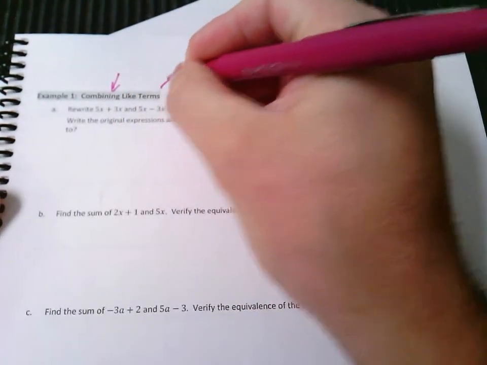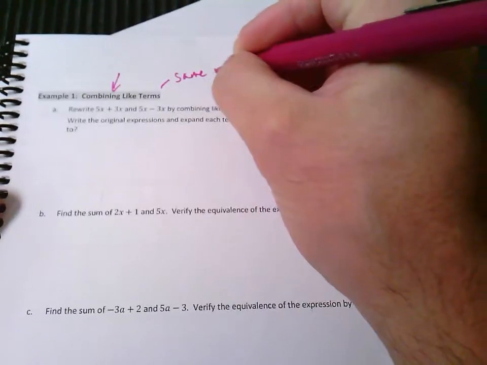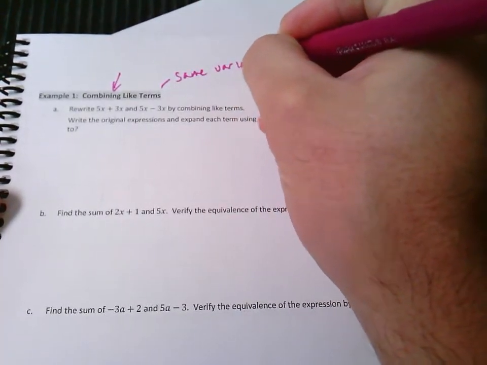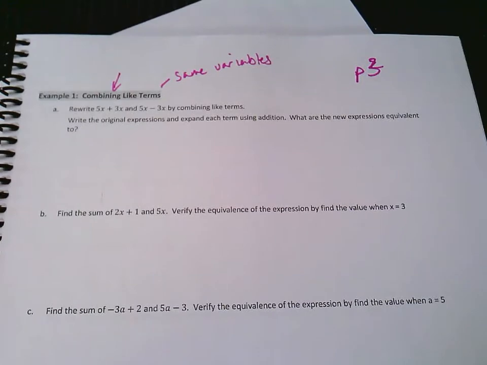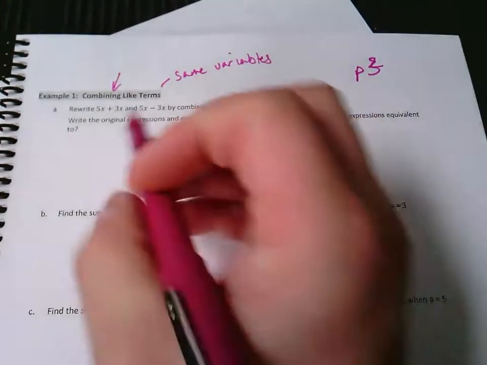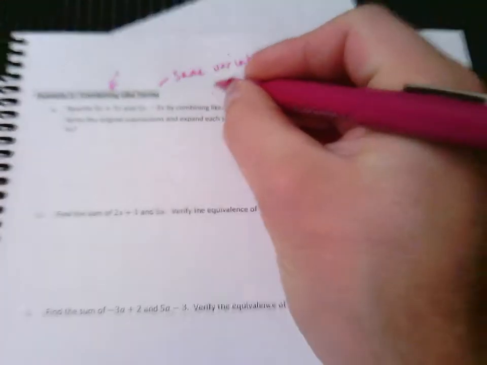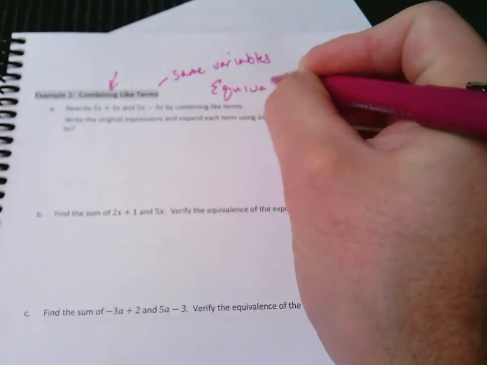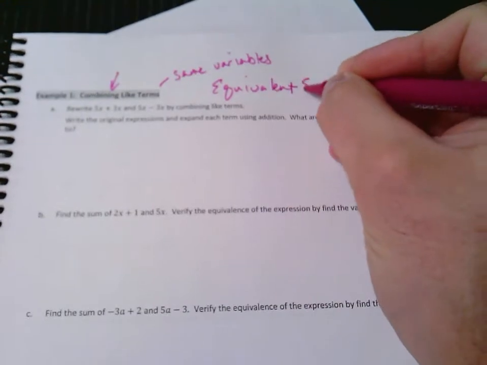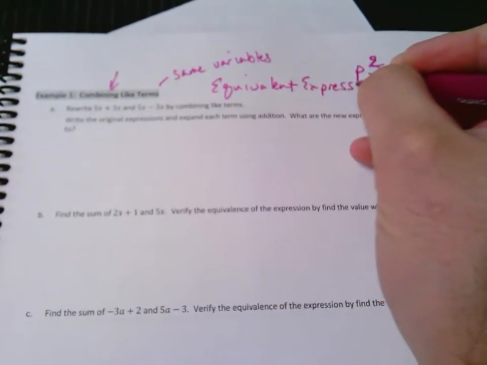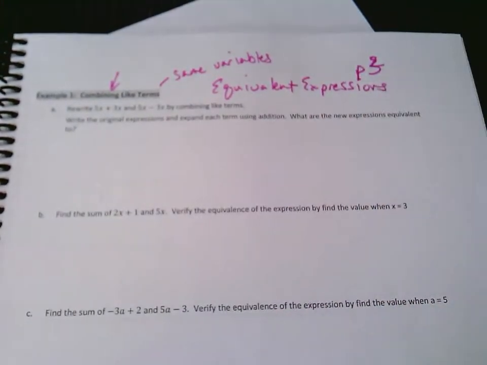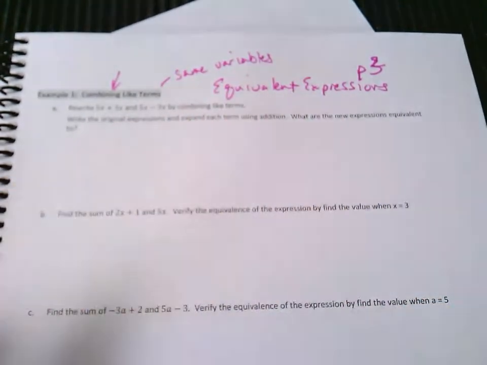So we talk about like terms. For you guys right now, you're looking for same variables. Just kind of a recap from the lesson previous. So what we're going to do is rewrite, and I'm also going to write this word here, equivalent expressions, because equivalent means it would be the same expression that would have the same value.